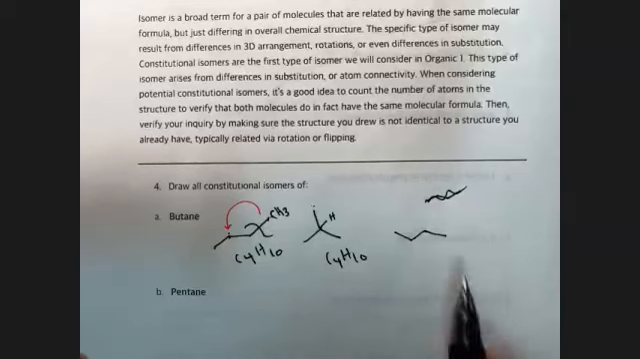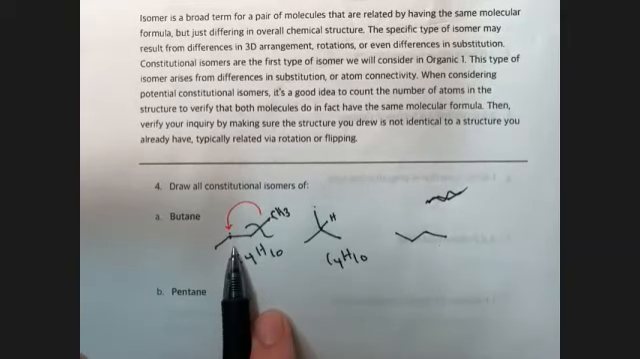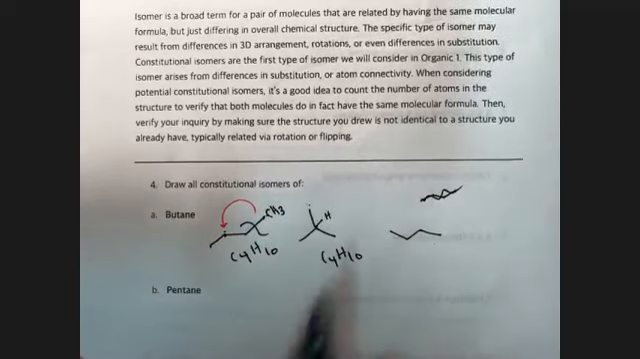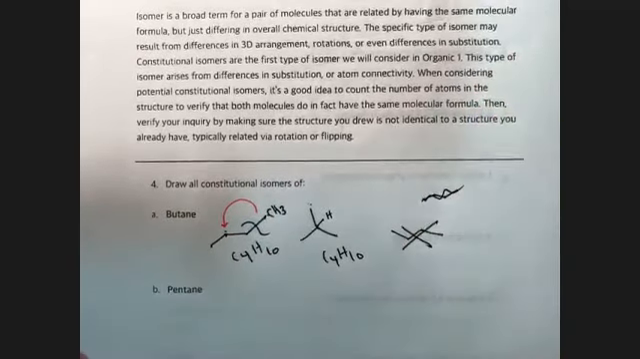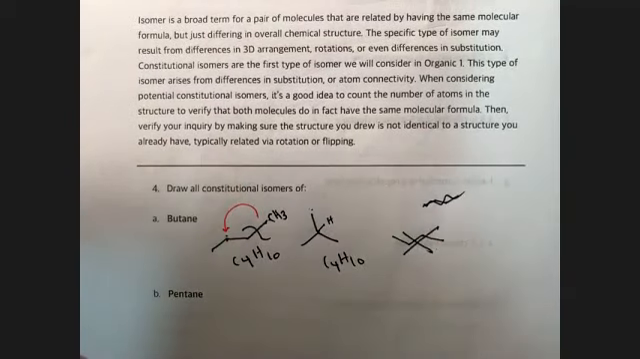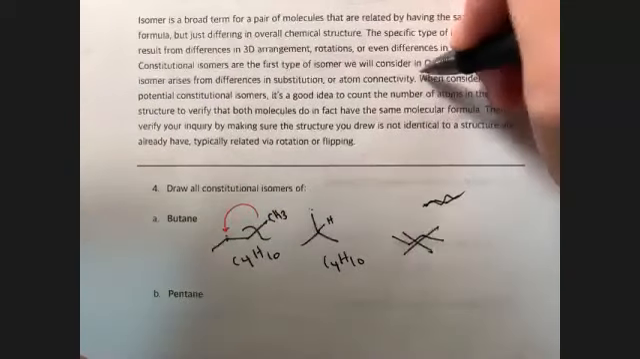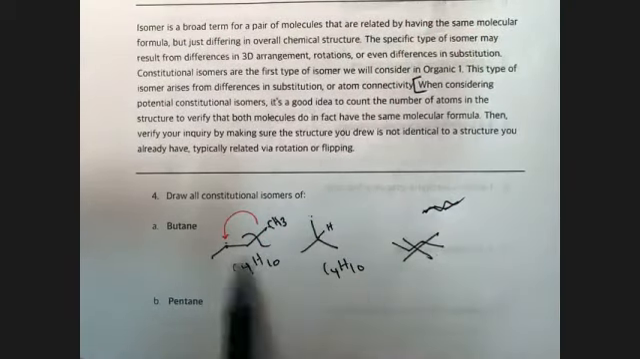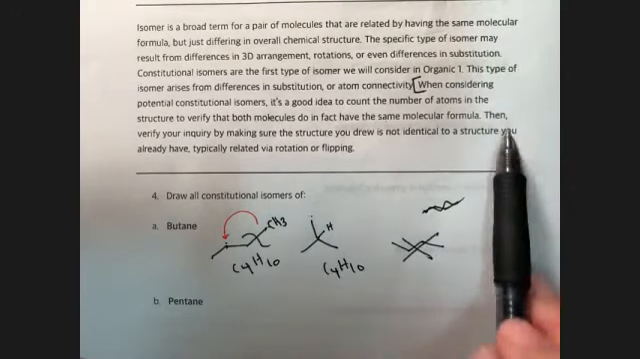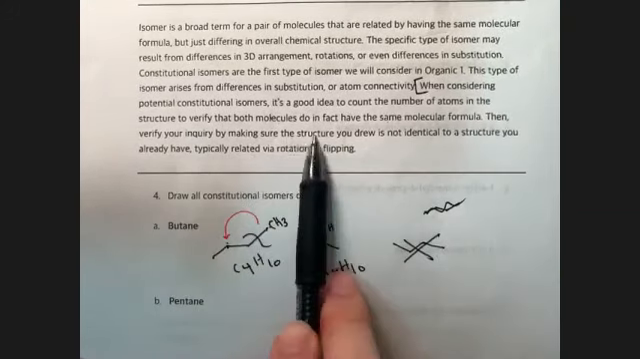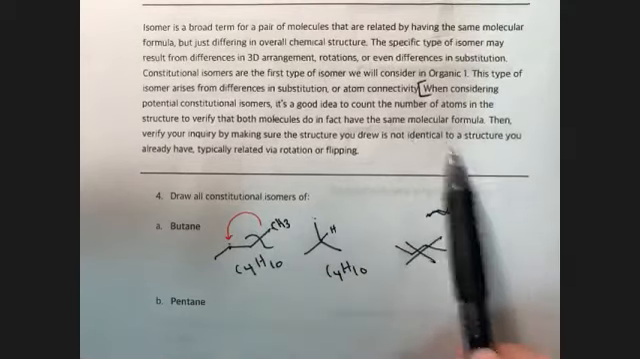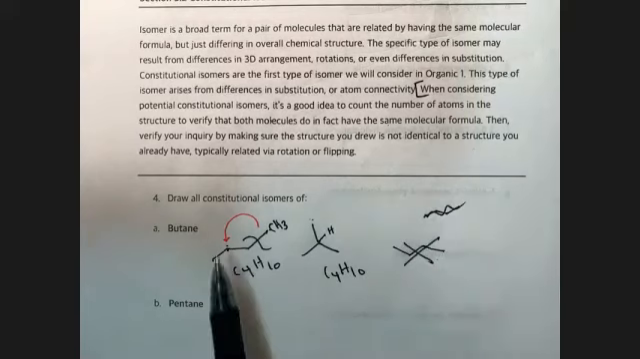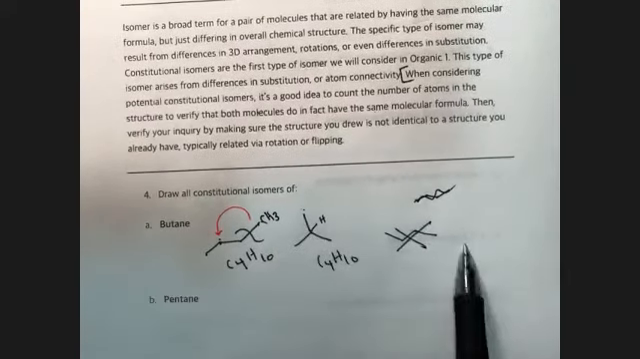And this looks pretty similar to what I had before, but it just looks like it was pancake flipped. And with constitutional isomers, you can never repeat the same structure. And I think I write that up here. When considering potential constitutional isomers, it's a good idea to count the number of atoms, which we did to verify that the molecular formulas match, and then verify your inquiry by making sure that the structure you just drew is not identical to any structure you already had via flipping and rotation. So notice how this is the same as that, just flipped, and we can't draw that one.